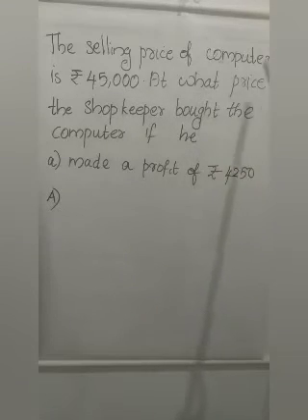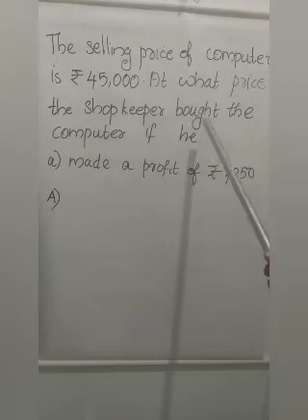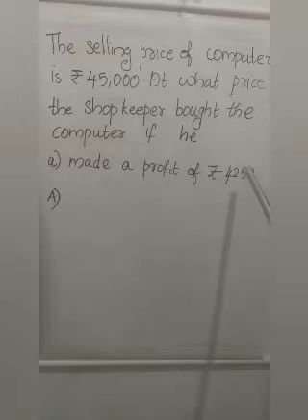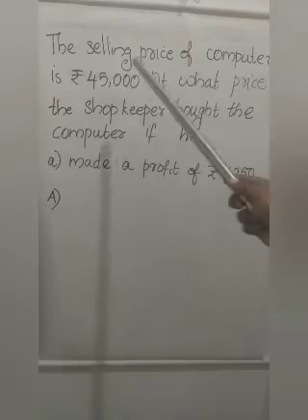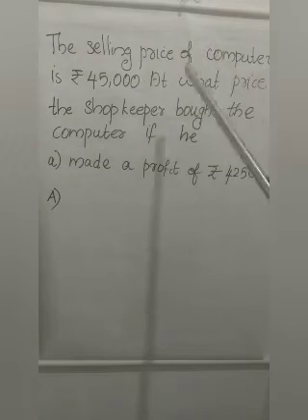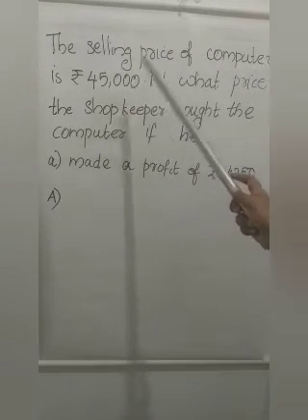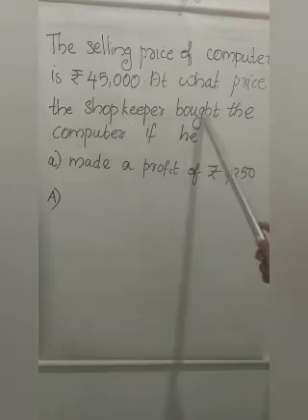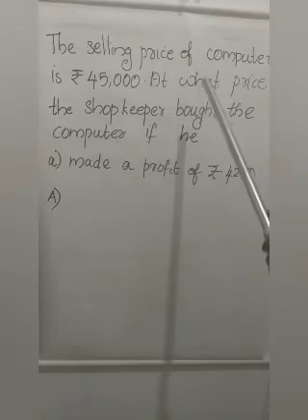Next example. The selling price of a computer is rupees 45,000. At what price did the shopkeeper buy the computer if he made a profit of rupees 4,250? What is given in the question? The selling price of the computer, that means SP, is rupees 45,000. At what price the shopkeeper bought? Bought means cost price. We have to find the cost price.